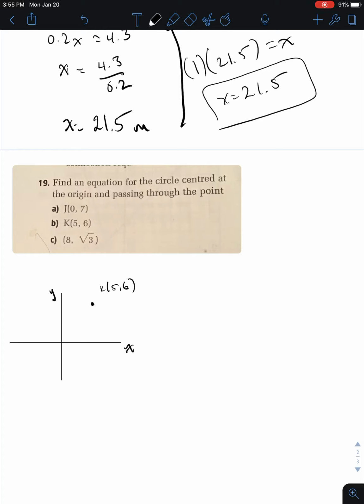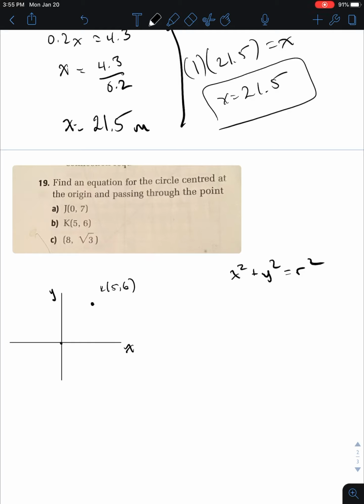So here's your point, and your question is you want to come up with an equation. What's the equation of a circle? Do you remember it by memorization? X squared plus Y squared equals R squared. Good. So x squared plus y squared equals r squared. What does that look like?